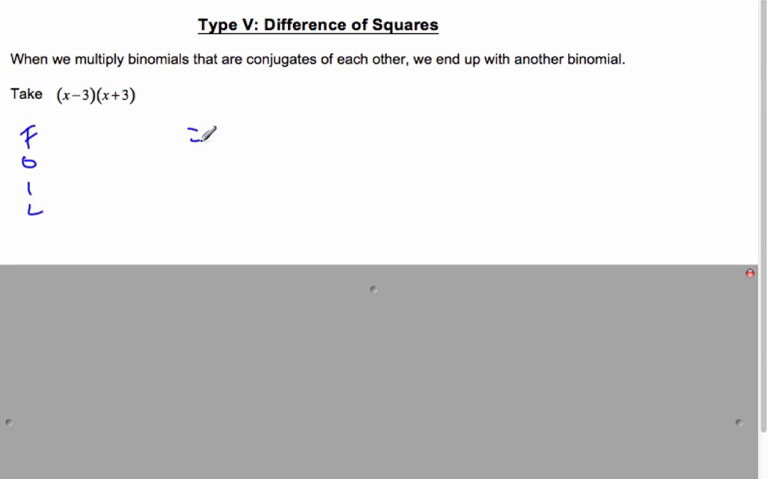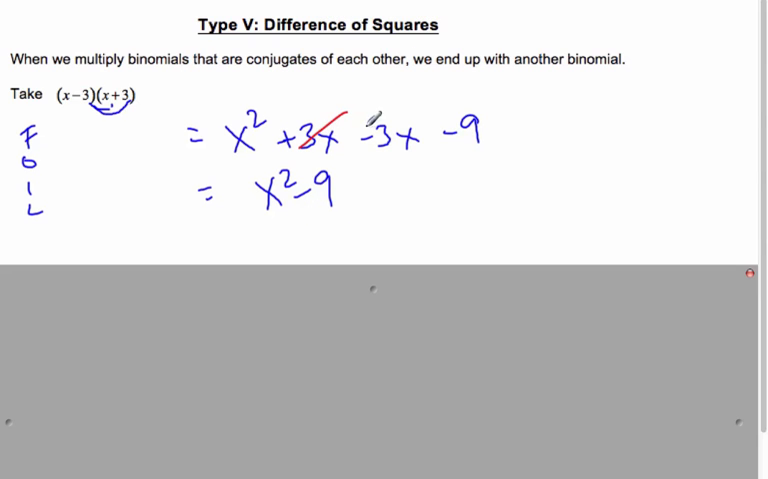So our first term will be x times x, which gives me x squared. And then the outside is x times 3, which is 3x. The inside will be negative 3x. And the last term will be negative 9. We collect like terms, and I get x squared minus 9. And the middle terms cancel each other out. That is a sweet thing.